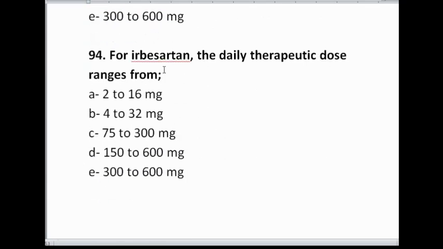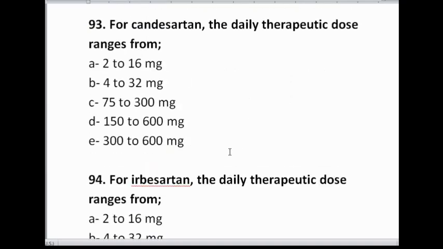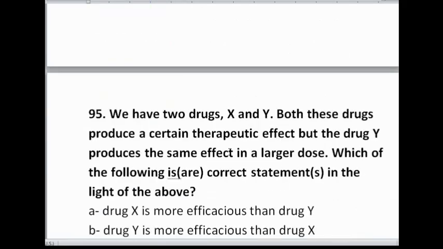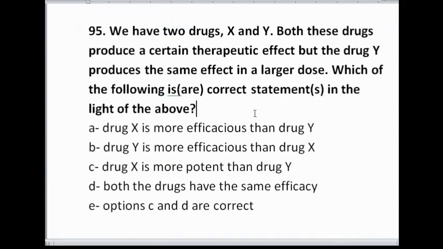Now the fourth MCQ. For irbesartan, which is again an ARB or angiotensin receptor blocker, the daily therapeutic dose ranges from, again options are there, and the correct option in this is C. 75 to 300 mg is the daily therapeutic dose range for irbesartan, which is actually more than the candesartan. Now moving on to the fifth MCQ.